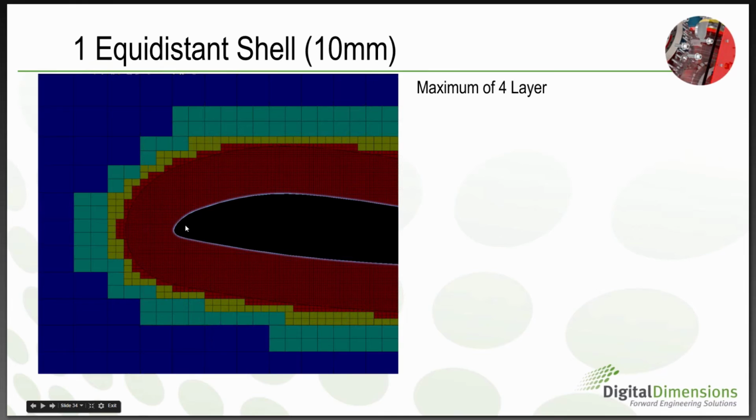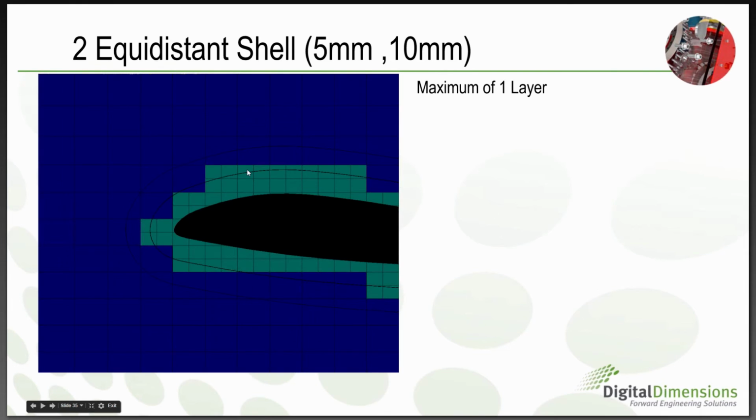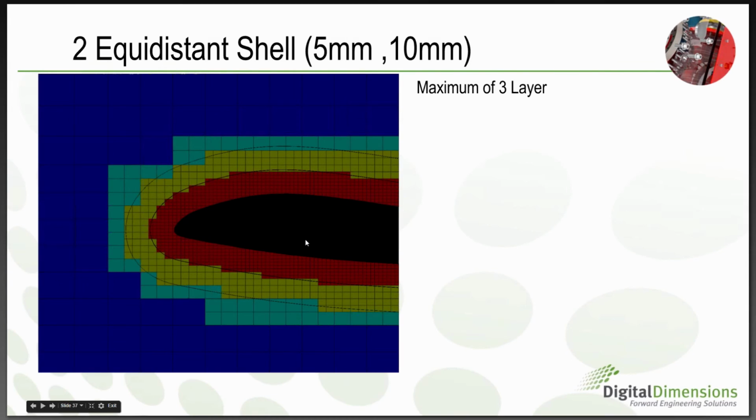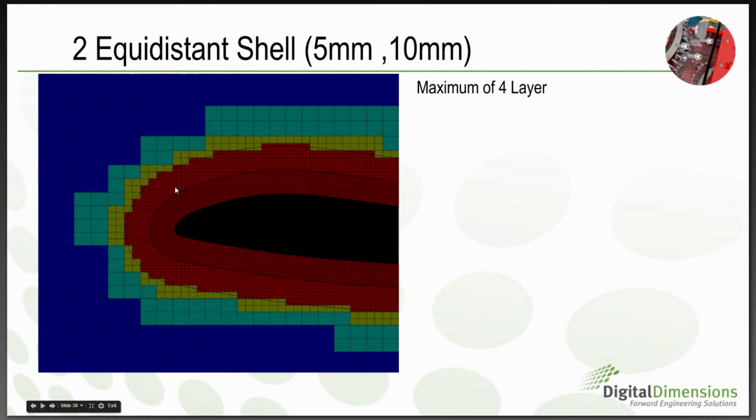And then we can transition into the 2 equidistant shells. So we have 2 different shell options here with 1 layer defined, 2 layers defined, 3 layers defined, and 4 layers defined. Again, we can see the level of detail that's coming in at the mesh as it gets closer and closer to the geometry.